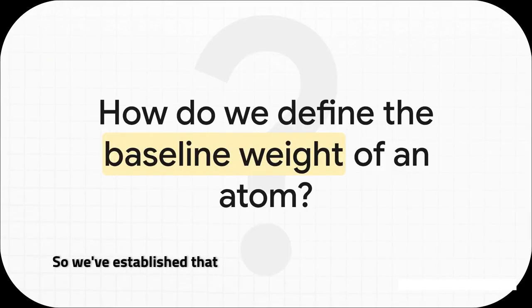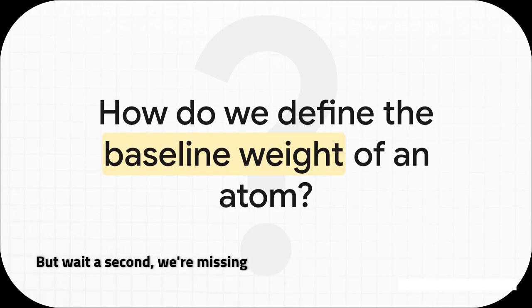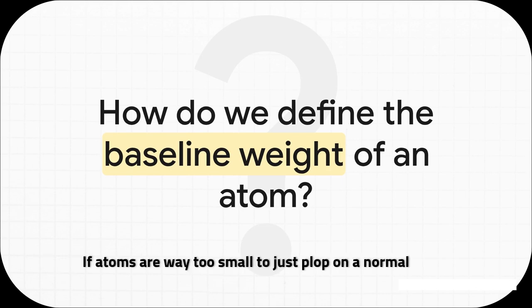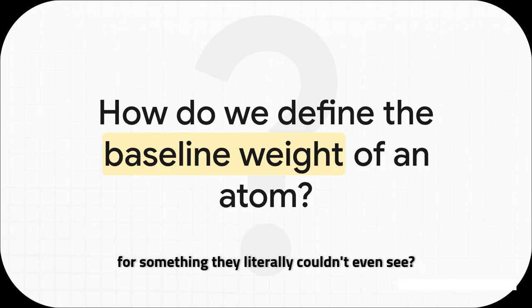So, we've established that comparing the relative masses of atoms is the secret to weighing them out in equal amounts. But wait a second, we're missing a pretty huge piece of the puzzle here. To compare weights, you need a standard unit of measurement, right? If atoms are way too small to just plop on a normal scale, how did scientists ever establish a standardized baseline unit for something they literally couldn't even see?